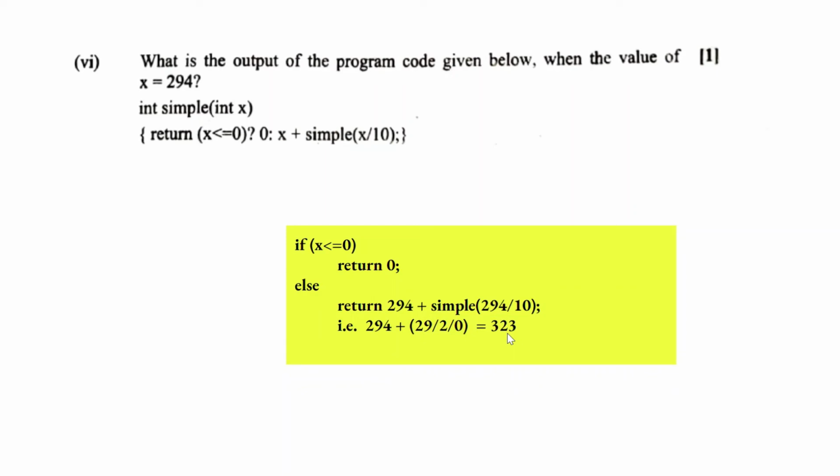323. No, it should be 325. I think 9, 10, 11. Yeah, 325. The answer should be 325. Again, one more typo error. The answer should be 325.